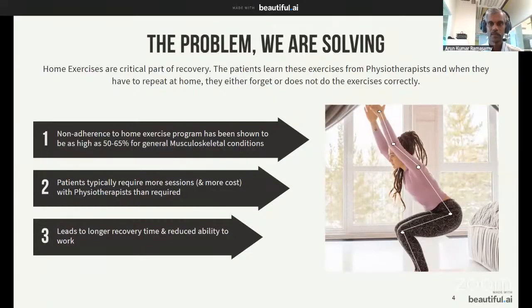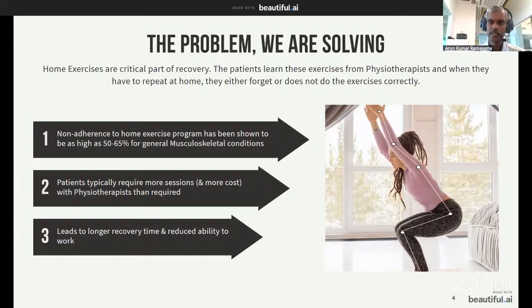The problem that we are solving: when people go for any of these musculoskeletal treatments, home exercises are a critical part of recovery. It's not just the medicines, not just the prescription medications that the patient takes. The home exercises or movements also form a critical part of the recovery of the patient. Usually the physiotherapist does the adjustments or treatments at the center or in the clinic, but they also assign home exercises for the patients to do at home.